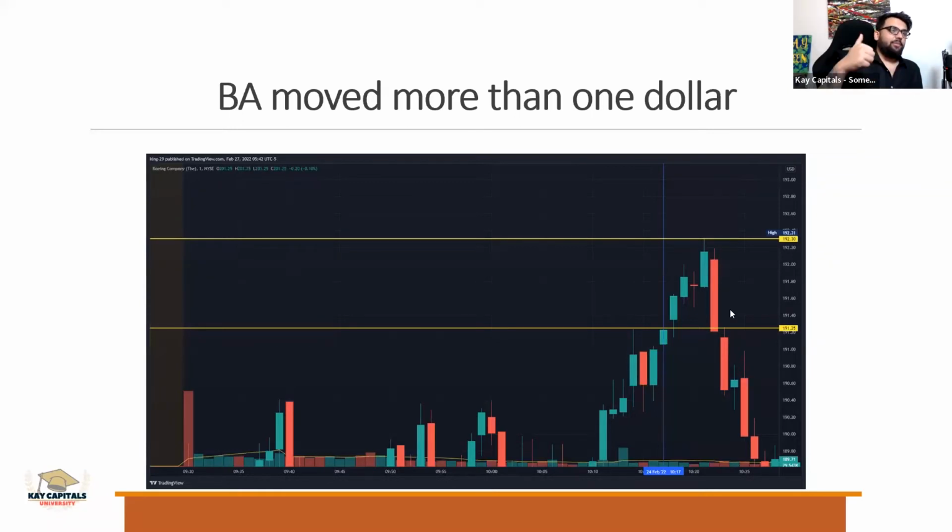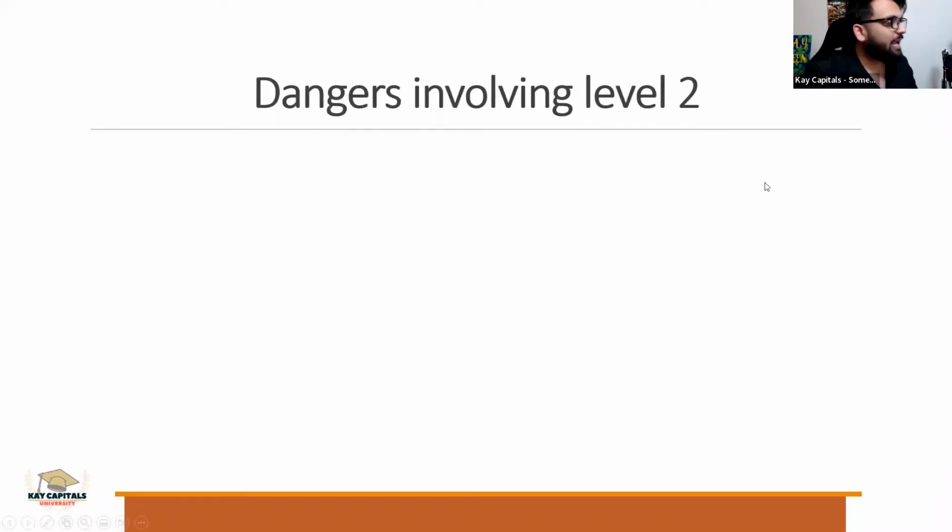So this is all about level 2. See, that's level 2, man. There's nothing to be scared of. It's really simple. Stacked bids, stacked asks, thin bids, thin asks, and that's level 2. But there are some dangers as well. We'll talk about the dangers, and then we're done with level 2, and then we'll talk about time and sales.